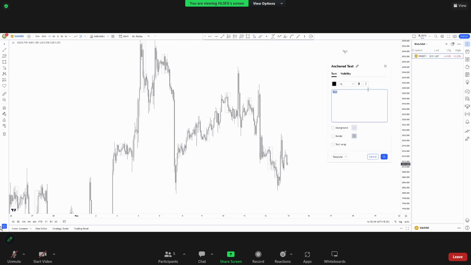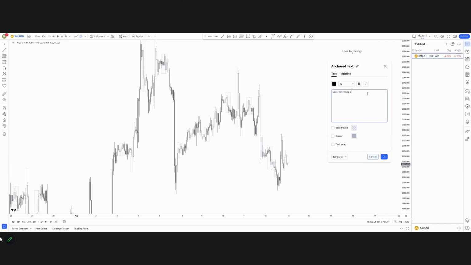Okay. So now the first thing is: look for strong areas. Strong areas first. Second thing, look for decision points. Third thing, your decision point should have liquidity resting above or below it, depending on the scenario.